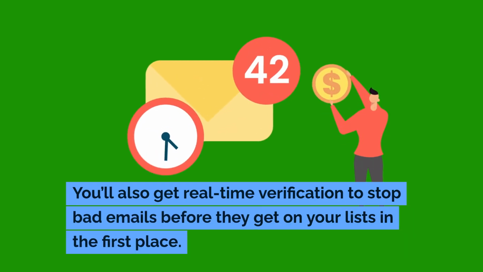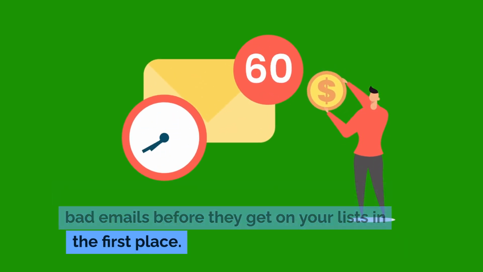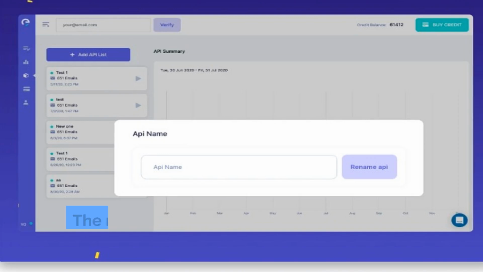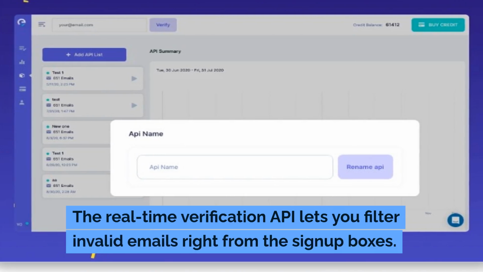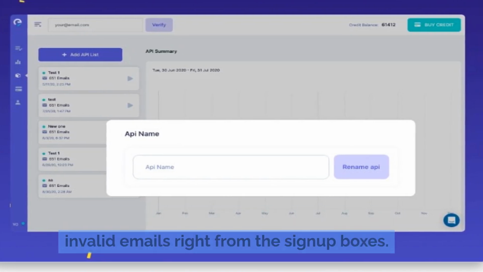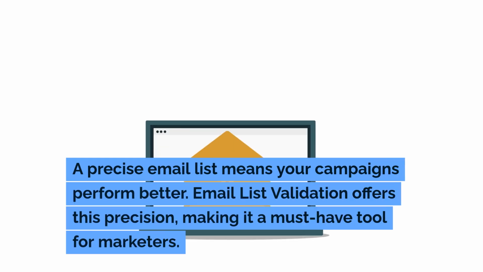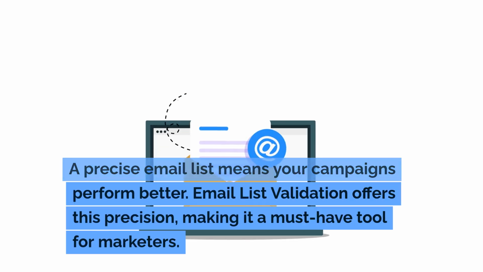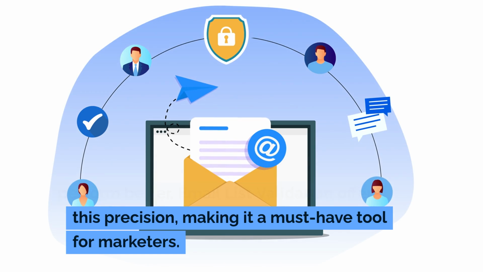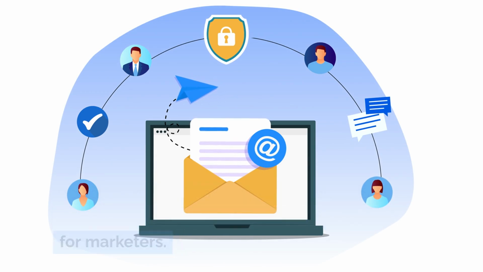You'll also get real-time verification to stop bad emails before they get on your list in the first place. The real-time verification API lets you filter invalid emails right from the sign-up boxes. A precise email list means your campaigns perform better. Email list validation offers this precision, making it a must-have tool for marketers.